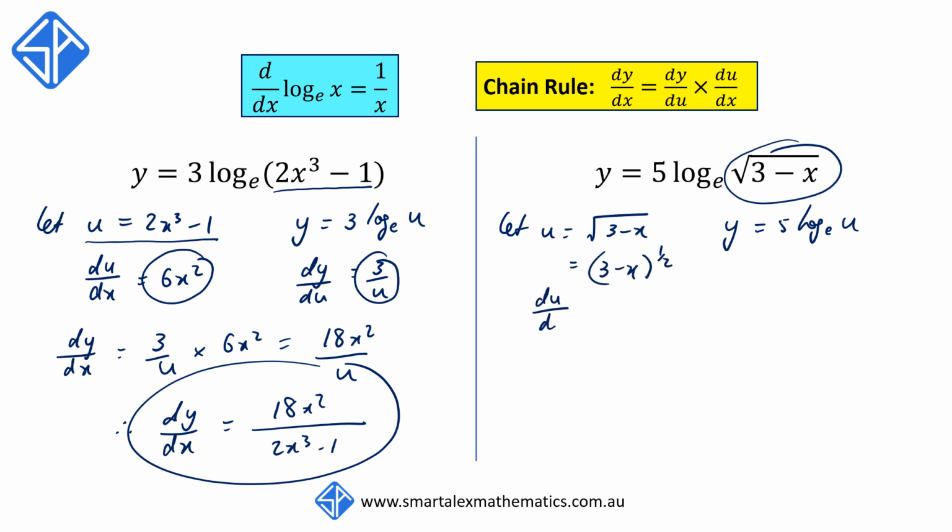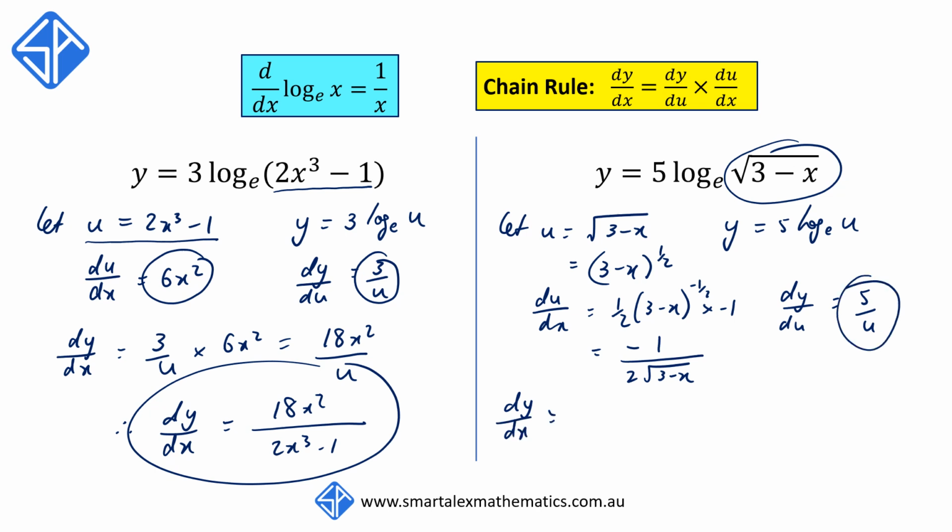And when we differentiate this, we're going to get a half comes to the front, reduce the power by 1 and multiply by negative 1, the derivative of 3 minus x. And this will give us minus 1 over 2 times the square root of 3 minus x. Whilst dy on du is just 5 on u. And again, using the chain rule, dy on dx is equal to dy on du, 5 on u, times du on dx, this expression, minus 1 over 2 times the square root of 3 minus x. This will simplify to negative 5 over 2u times the square root of 3 minus x.